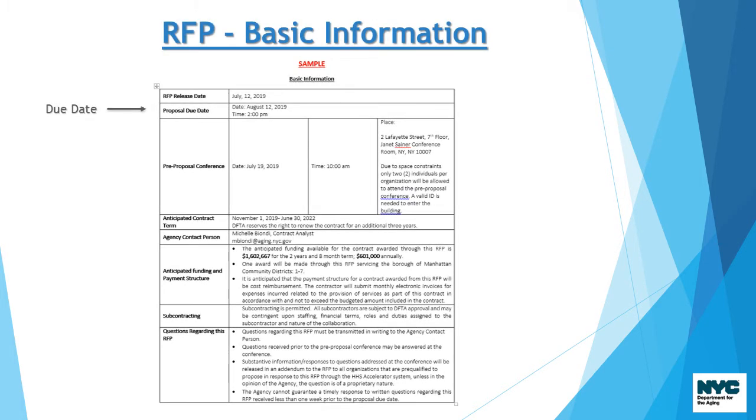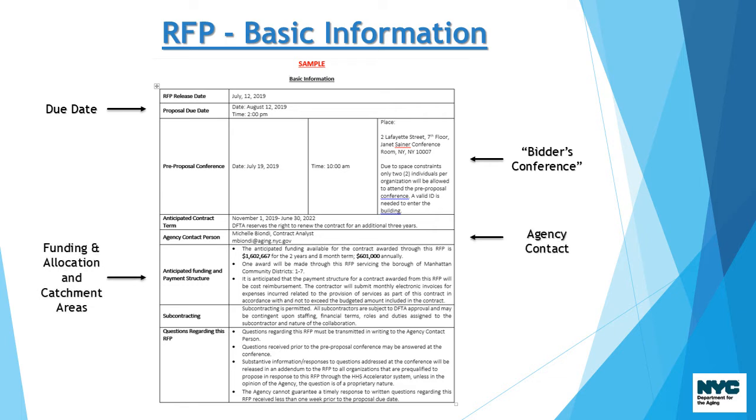The introductory section begins with basic information with regards to the specific RFP. This section contains information about the due date, the proposers, also known as the bidders conference, the amount of funding and the way the funding will be allocated, the catchment areas and competition pools, and the name and email address of the person to contact should you have questions.